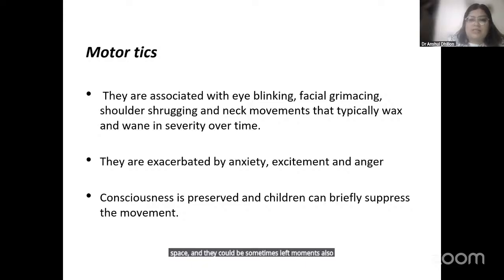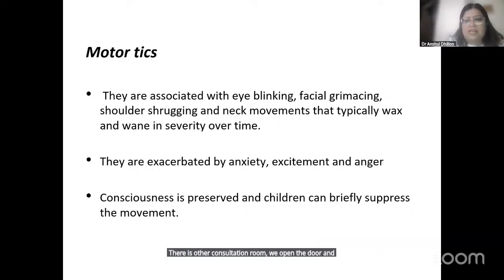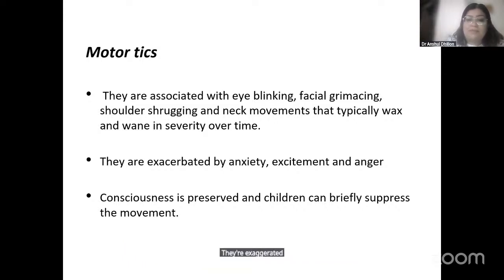They could be exaggerated. So sometimes we ask parents, who are inside the consultation room, we open the door and we ask the child to sit outside. And we try to observe the movements, how the child is doing. And sometimes when you're trying to talk to the child, these movements stop. When you distract the child, these movements sometimes stop. So they are exaggerated by anxiety, excitement, or anger, and consciousness is preserved, and the child can briefly suppress the movement.